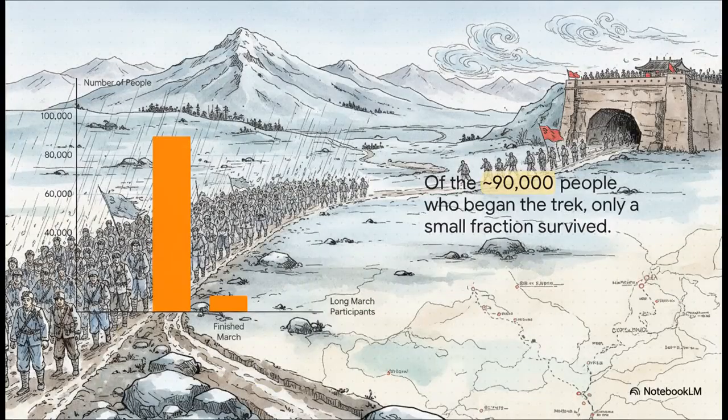And this is where the human cost just hits you. Look at these numbers. Around 90,000 people started this thing. By the end, only about 8,000 made it. That's less than 10%. An absolutely staggering loss of life. But somehow, they managed to reach their new base in Shanxi.